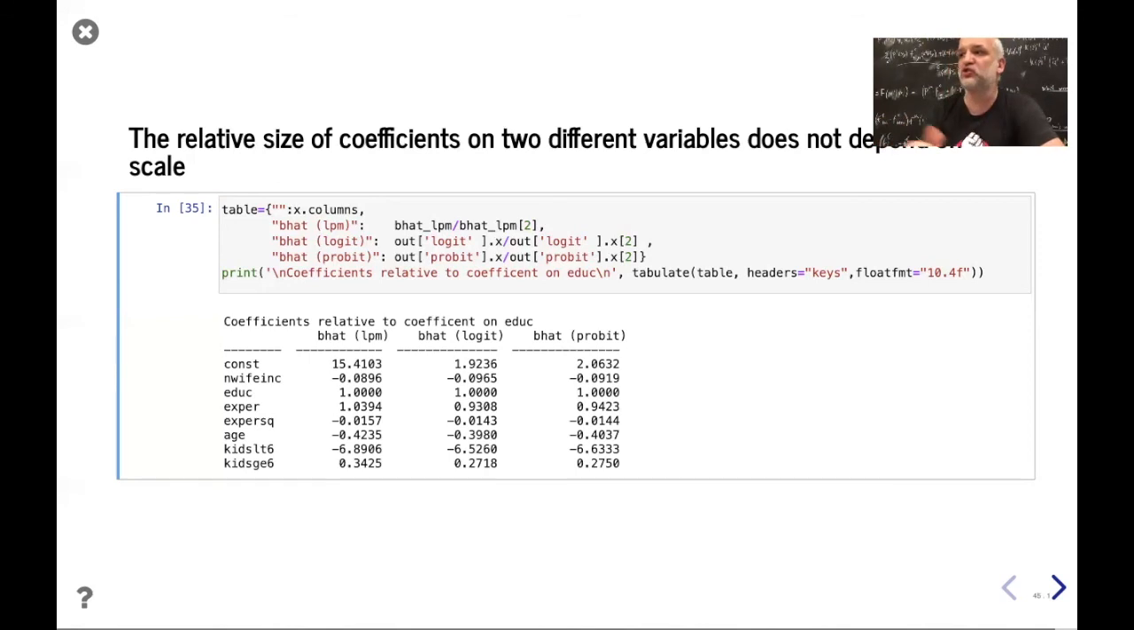So this is another type of normalization you can do: you can normalize the coefficient on, say, one of the explanatory variables to be 1 instead of the variance. And then you get a different set of coefficients, but they're very similar if they're scaled in the same way. And that's kind of the point.